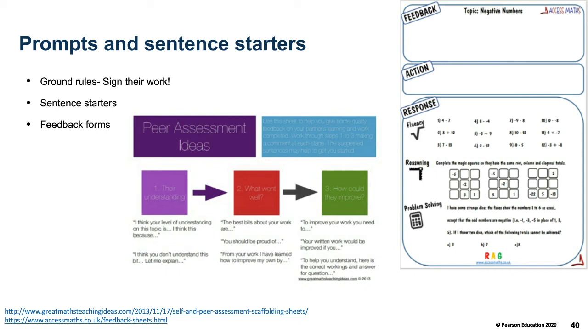The feedback bit can be filled in by me, by the student, or by a peer. And then they have to respond with an action. What are they actually going to do to respond to this feedback? Then there are three sections of questioning: the fluency, the reasoning, and the problem solving. It's a really, really good, easy sheet to have. We photocopy these onto a different colour paper so that they're really identifiable. That might be something that you put in your maths journal or in your reflection log, or whatever it is that you want to call it.